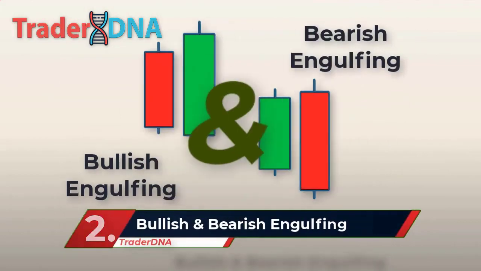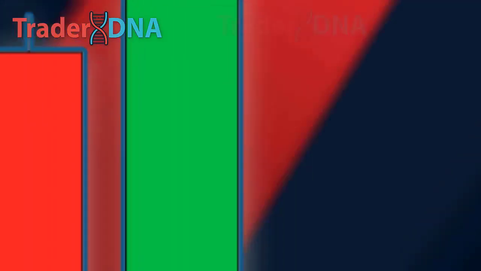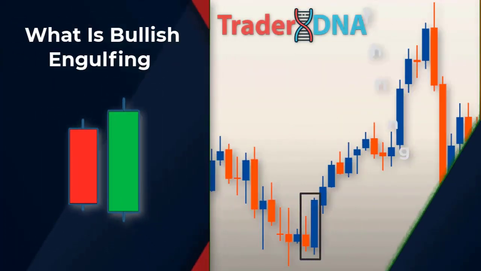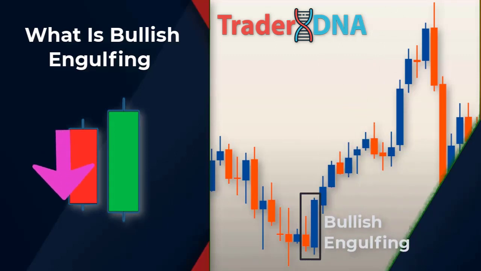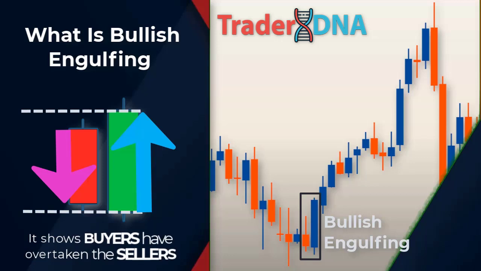Second, bullish and bearish engulfing. Bullish engulfing candlestick pattern. The bullish engulfing pattern is a technical chart pattern that signals higher prices to come. The pattern consists of a down candlestick followed by a large up candlestick that eclipses or engulfs the smaller down candle. The pattern can be important because it shows buyers have overtaken the sellers and are pushing the price more aggressively up than the sellers were able to push it down.